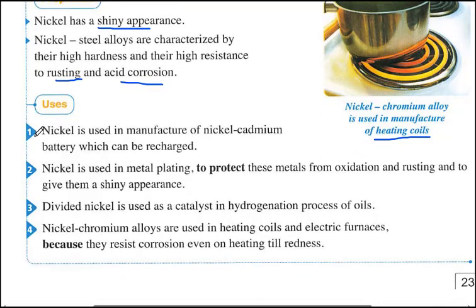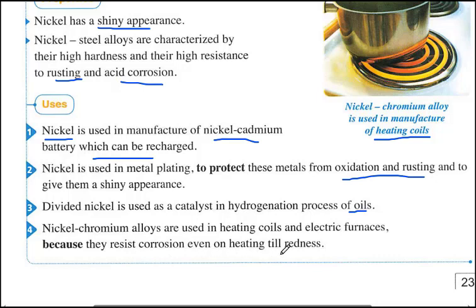From the uses of nickel, here is the nickel-cadmium battery, which can be recharged. Nickel is used in metal plating, as we have said, to protect these metals from oxidation and rusting and to give them a shiny appearance. Finely divided nickel is used as a catalyst in the hydrogenation process of oil, and we'll take this in detail in organic chemistry.